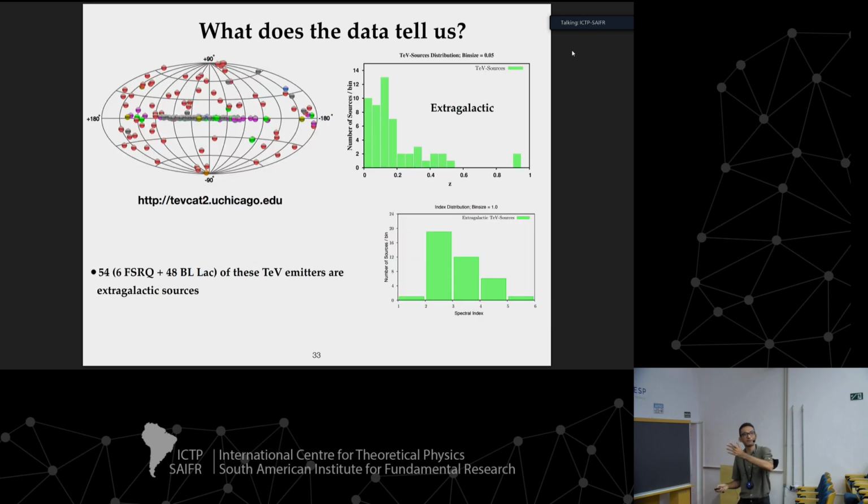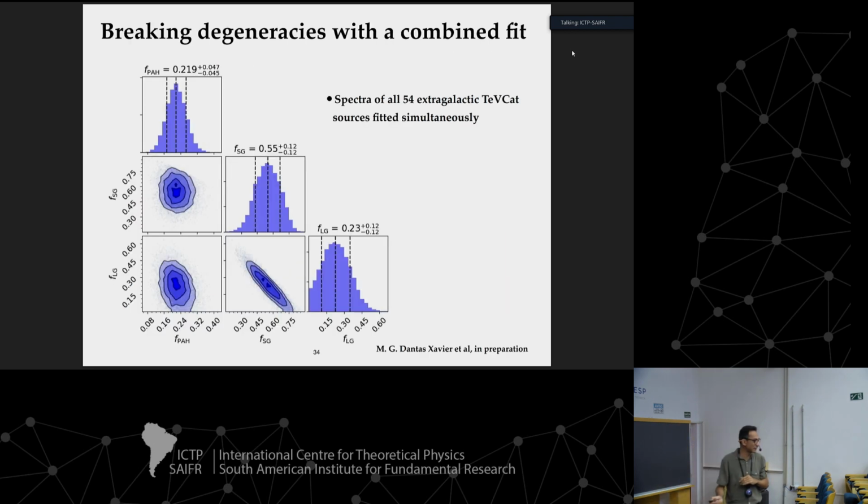You can also do that for data. So go for the data. Here we are looking at a sky map of all the TeV emitters in this catalog called TeVCat. In this catalog, there are 54 extragalactic emitters. Six of them are flat spectrum radio quasars, 48 are BL Lacs. All these are TeV emitters. And you can try to fit all these together. And here's the result.